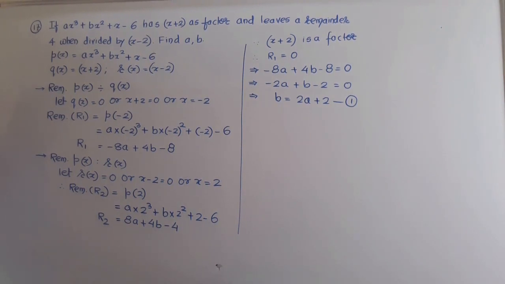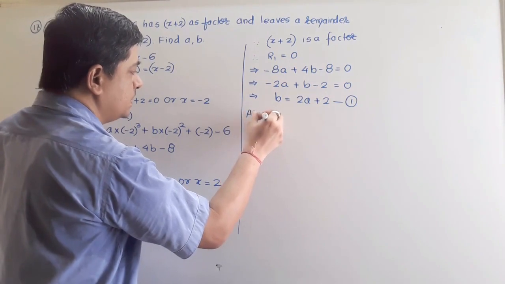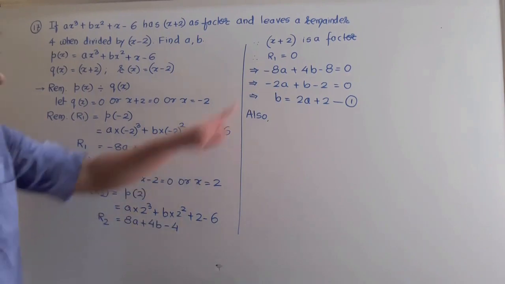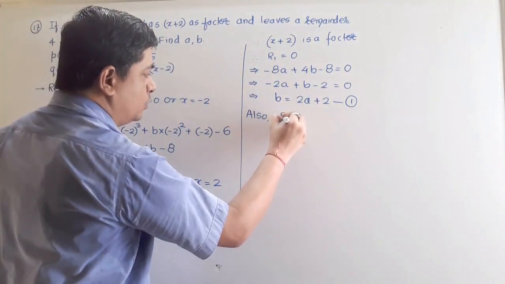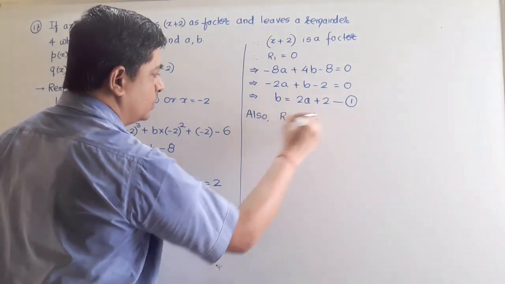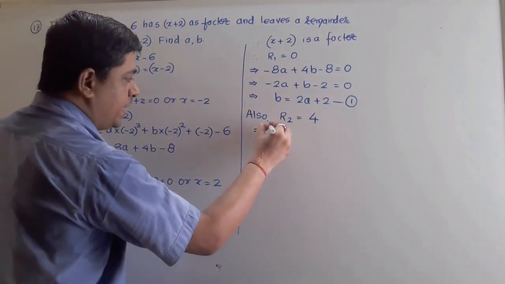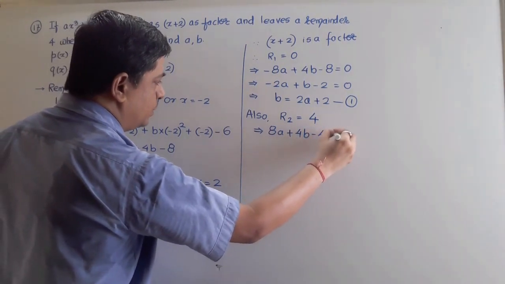Now second thing, when we are dividing the given polynomial by x minus 2, the remainder is given here as 4. So I can say that the value of R2 is given in the equation as 4. That is the difference in this question with the previous one. In the previous one, both the remainders were 0. But here, one is 0 and one is non-zero, which is mentioned in the question. So R2 is given equal to 4. Now value of R2. What is the value of R2 I have? 8a plus 4b minus 4 will be equal to plus 4.